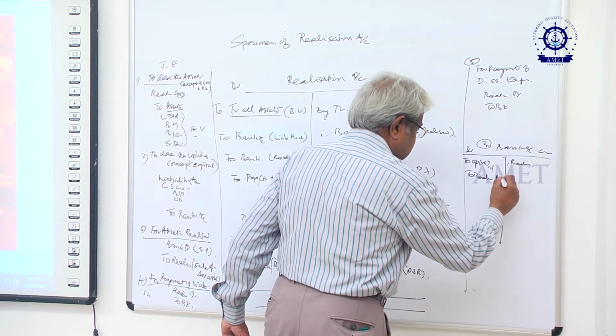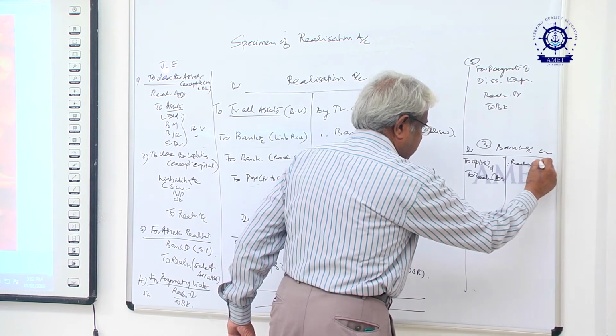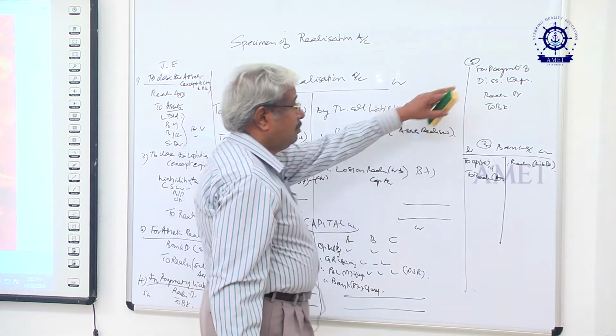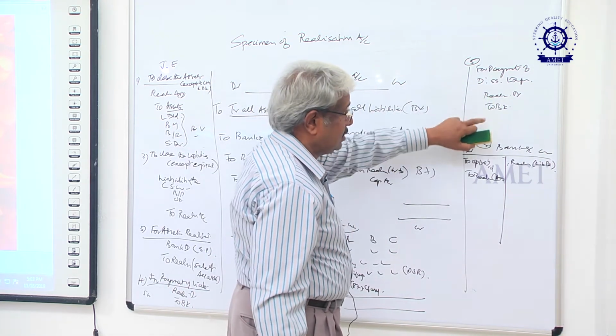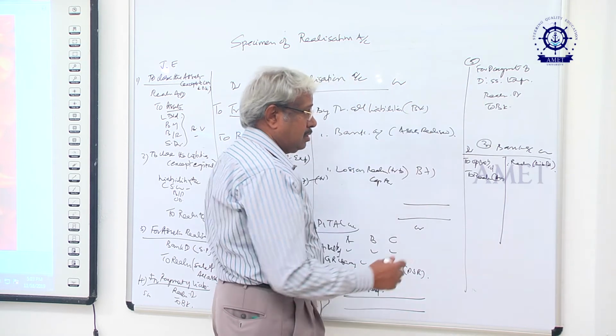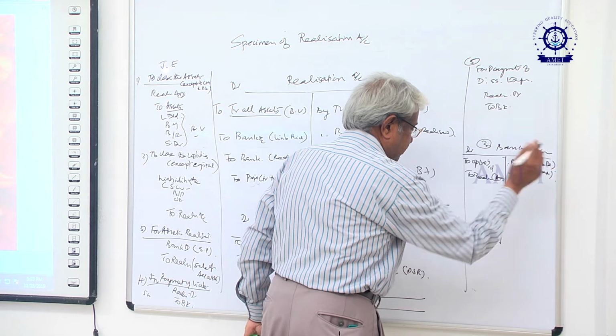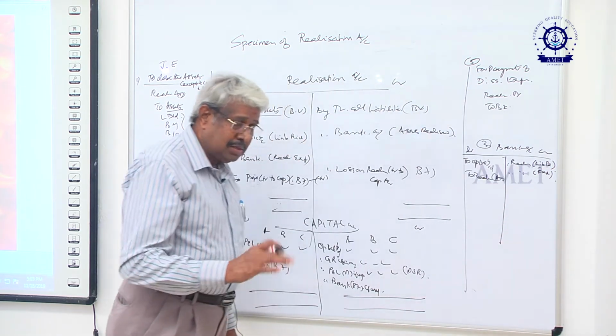This is assets realized. This is liabilities paid off. Then we have payment of dissolution expenses. What is the entry we have passed? Realization account debtor to bank, that is by realization, expenses on realization. That's all. Now what is the balance left out?